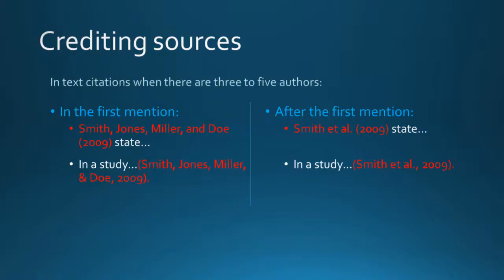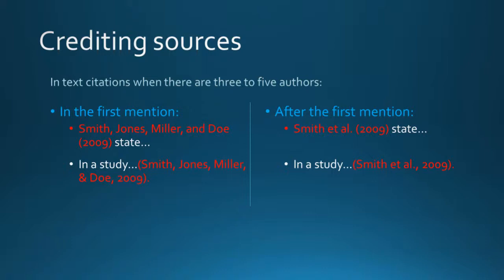Now we will look at in-text citations where there are 3 to 5 authors. This is where it gets a little different. All 3 to 5 authors get mentioned the first time you cite this resource in your paper. If the authors are mentioned in the sentence, place the publication year in parentheses immediately following the last author's name.